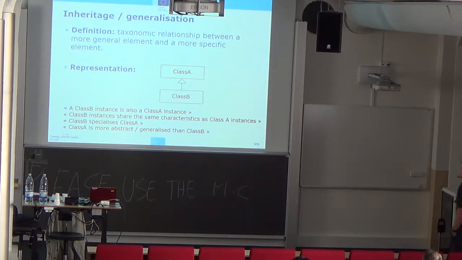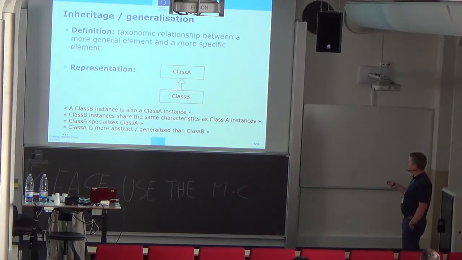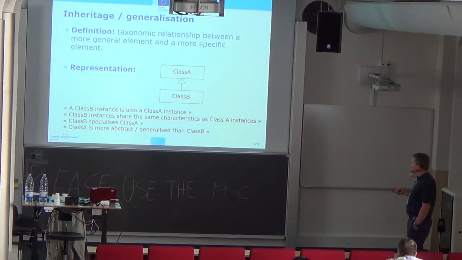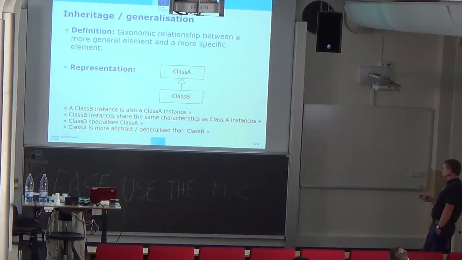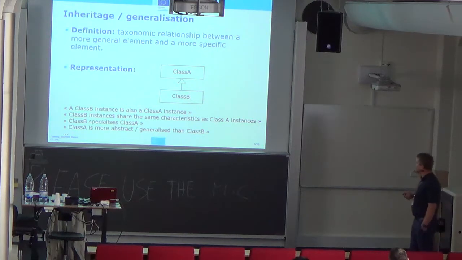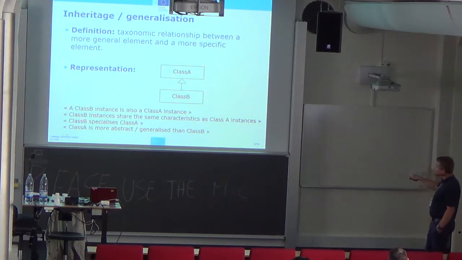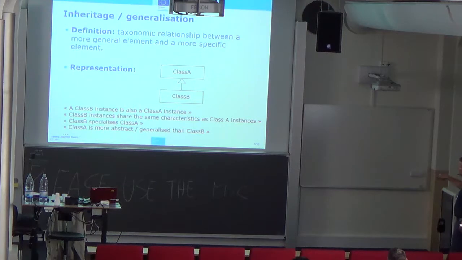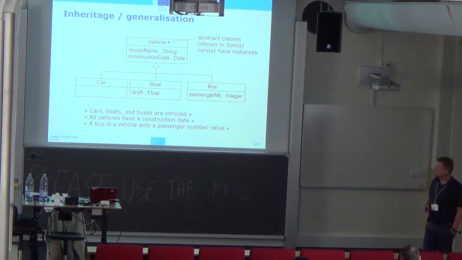In this case it says that a class B instance is also a class A instance, or it can be said like this: class B instances share the same characteristics as class A instances, or class B specializes class A, or class A is more abstract or generalized than class B. So it will be much easier to follow with an example here.